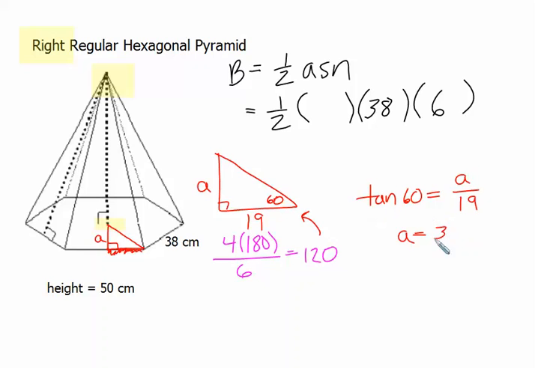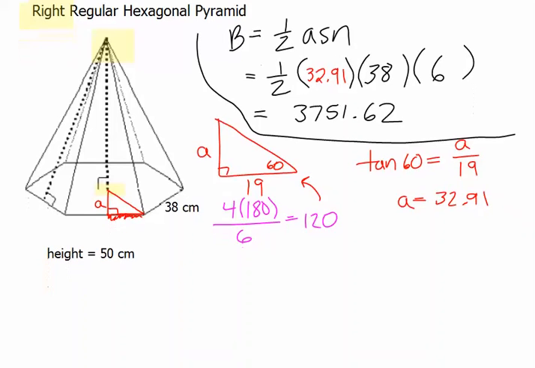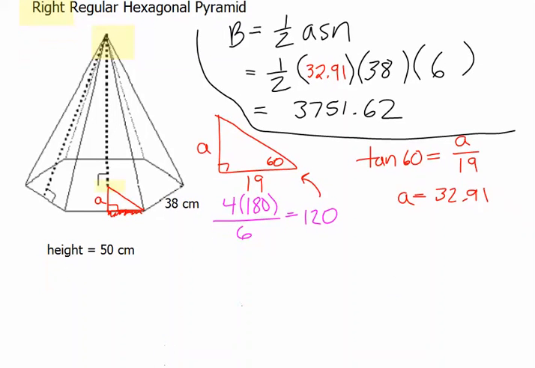I'm getting about 32.91. Of course, I'm keeping all of the decimals on my calculator, but we will plug this in, 32.91, and we will find the area of the base. So the area of the base is 1/2 times the 32.91, I'm keeping all the decimals, times 38 times 6. 3751.62. That's the area of our base. That's part of what we would need for the surface area, but we also need the area of the triangles around the sides.